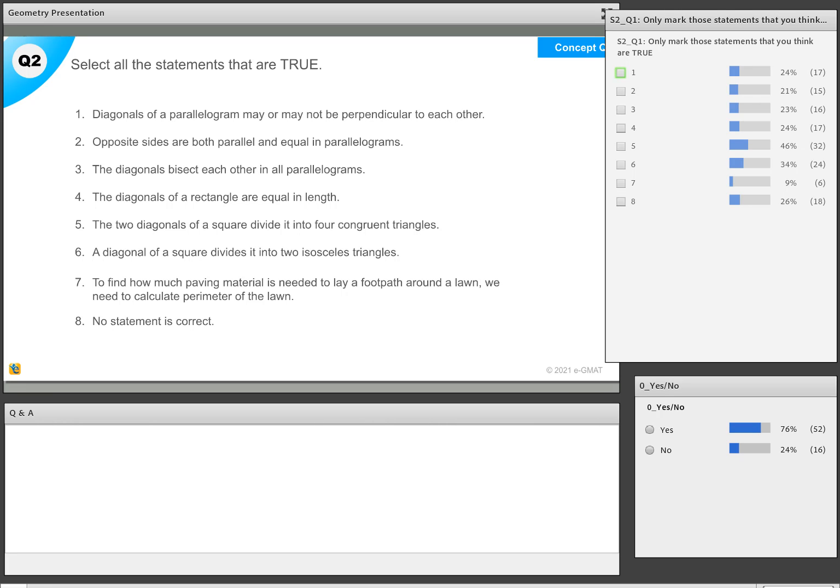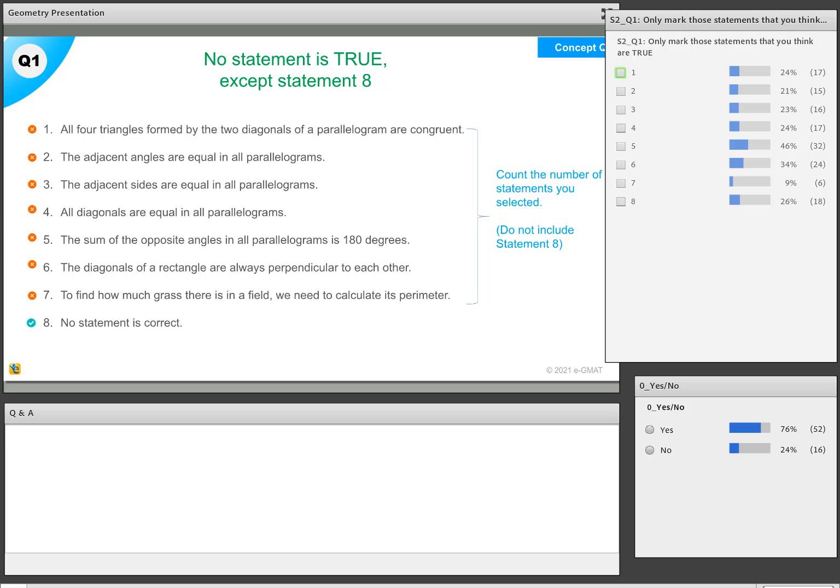Now, here's what I want you to do. Count the number of statements that you selected. Do not include statement 8. Okay, so count the number of statements that you selected for the first set and make a note of that in your scratch pad. Okay, let me know when you're done. Click on yes when you're done. Okay, 10 more seconds.